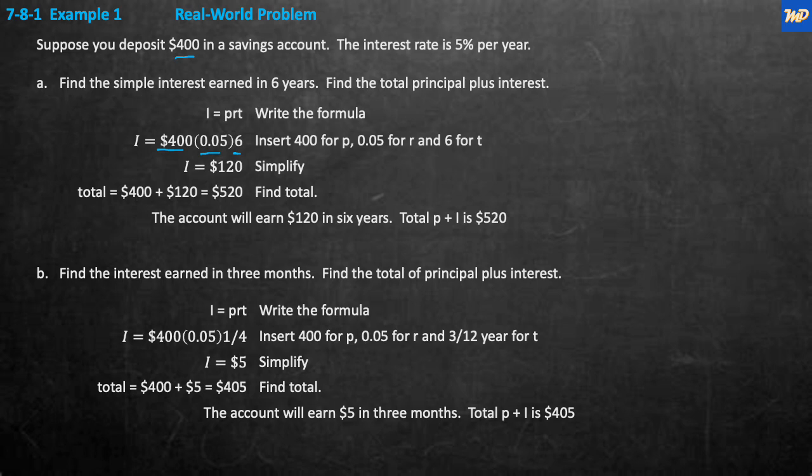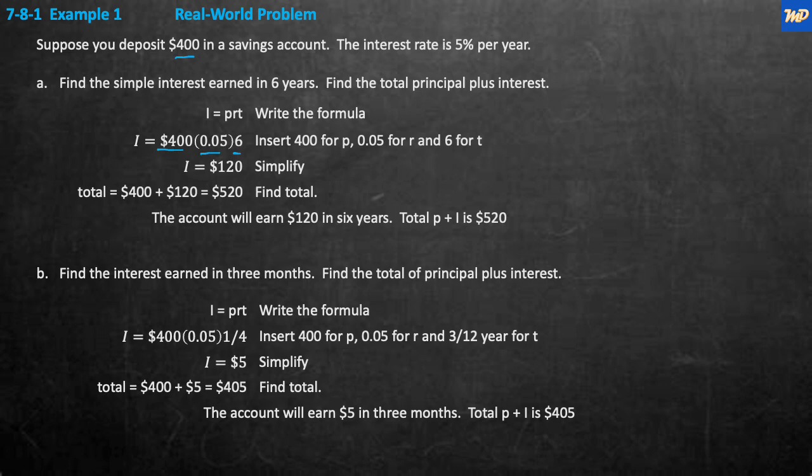B. Find the interest earned in 3 months. Find the total of principal plus interest. So again, we use I equals PRT. I is equal to 400 times 0.05 times 1/4. So it's going to be paid every 3 months. As they said, earned in 3 months. They're going to pay you in 1/4.